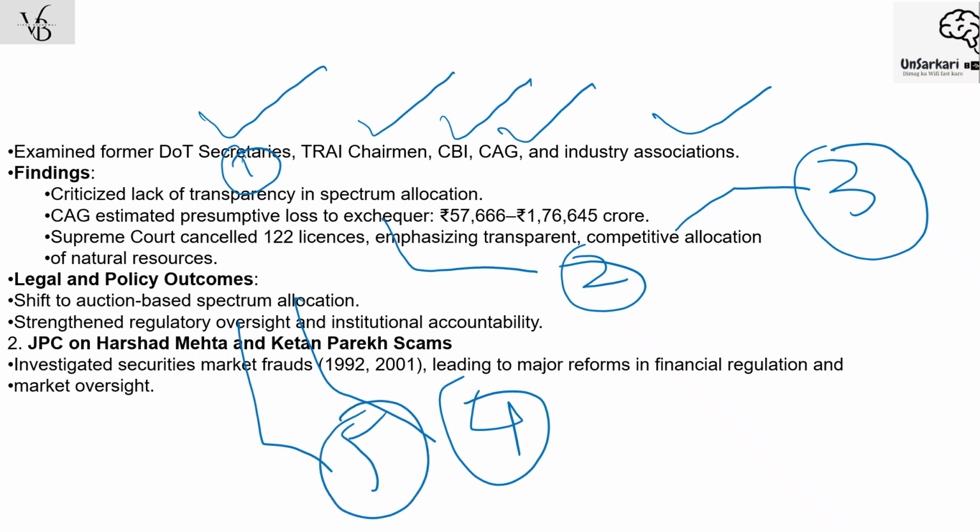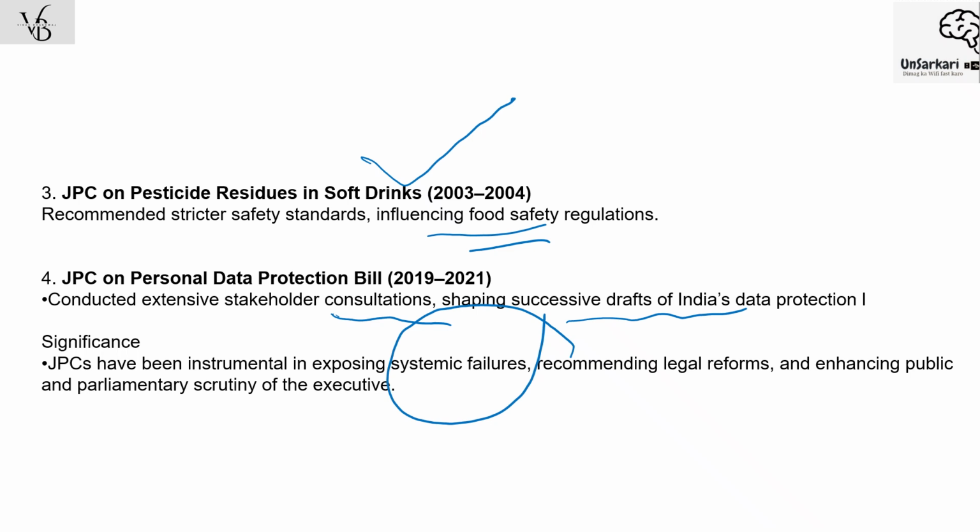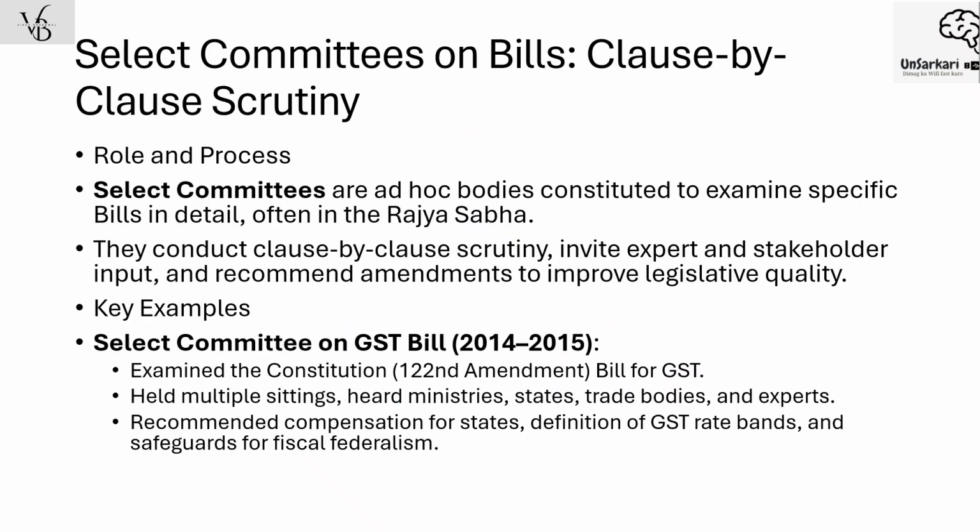Similarly, the JPC on the Harshad Mehta and Ketan Parekh scams investigated securities market fraud in 1992 and 2001, leading to reforms in financial regulation and market oversight. Then the JPC on pesticide residues in soft drinks, 2003 and 2004. You need not remember all the dates and years, but you can write them down, and it will help for prelims and mains also. The JPC on personal data protection involved stakeholder consultations and successive drafts of India's data protection bill. They have been instrumental in shaping future thinking, exposing systemic failures, recommending legal reforms, and enhancing public and parliamentary scrutiny of the executive.